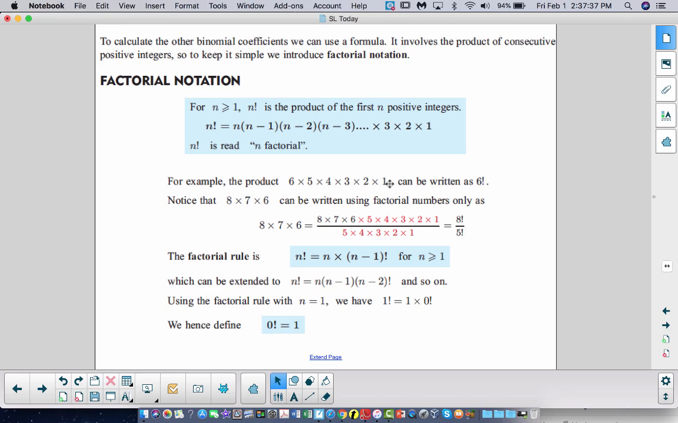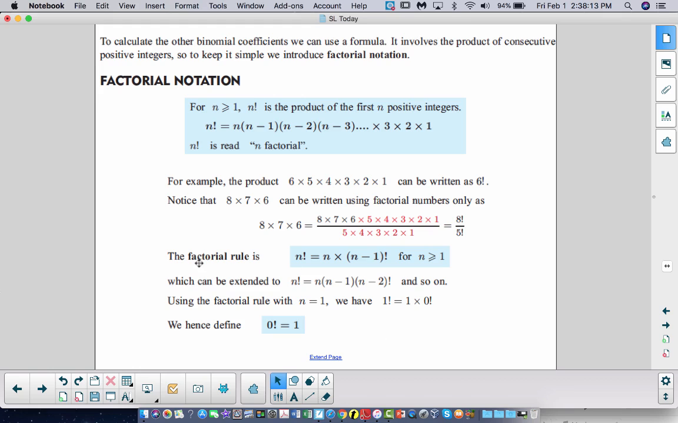So 8 times 7 times 6 could be written as 8 factorial divided by 5 factorial. Because if you list those out, 8 times 7 times 6 times 5 times 4 times 3 times 2 times 1, and 5 factorial is 5 times 4 times 3 times 2 times 1. Well, the numbers in red, the 5 times 4 times 3 times 2 times 1, cancel out because the same thing over the same thing is equal to 1, and multiplication by 1 gives you the original factor.